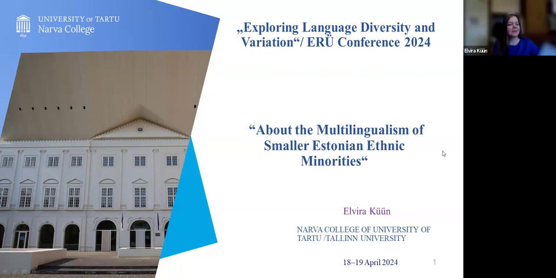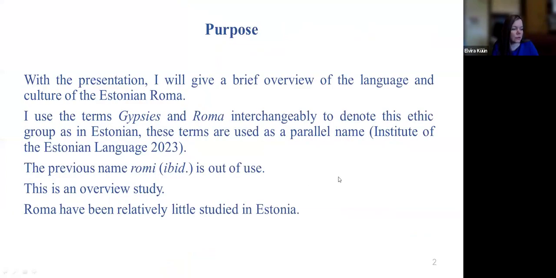Tere kõigile. Mina olen Elvira Küün ja piiritledes oma tänase ettekande teemat, annan lühiülevaate Eesti romade keelest ja kultuurist. Kasutan selle rahvusrühma tähistamiseks mustlaste ja romade nimetust vaheldumisi, sest eesti keeles kasutatakse neid rööpnimetustena Eesti Keele Instituudi järgi. Sellest räägin hiljem pikemalt. Varasem nimetus romi jääb kasutusest kõrvale. Pean rõhutama, et see on ülevaateuuring, siin ei ole empiirilist uuringut taga. Tuleb ka nentida, et romasid on Eestis suhteliselt vähe uuritud.